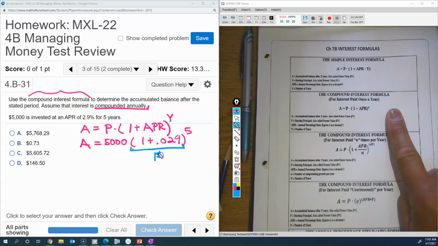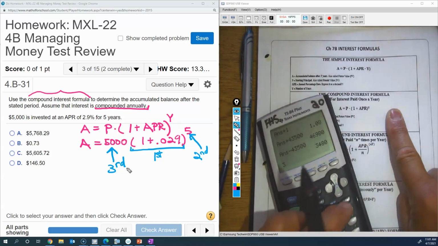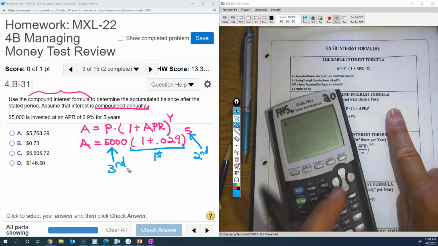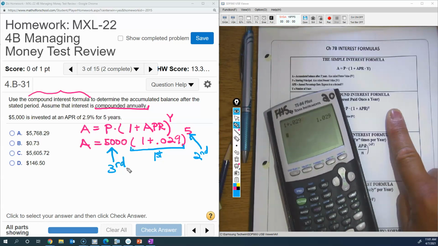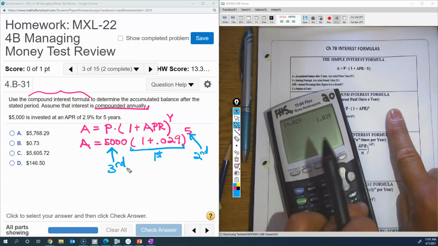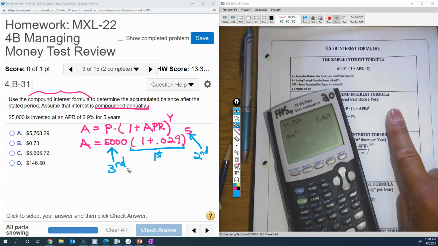So you do that first. You do your exponent second. And then you multiply by 5,000 third. First, exponent 5, that was second, multiply by 5 grand third.